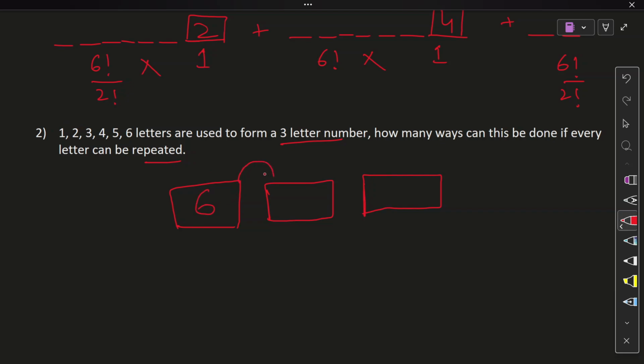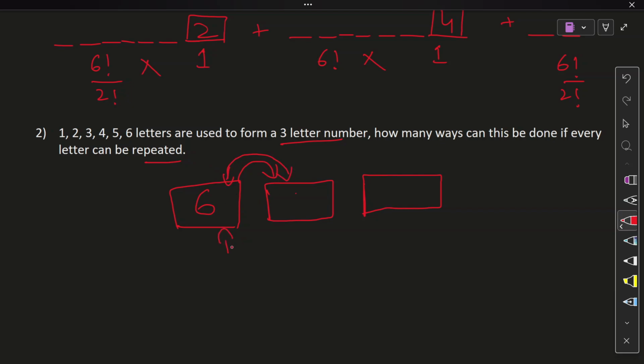Now as I move to the next position, this choice would have limited my second position to just 5 choices, because 1 number has been chosen here. The second box would only have 5 choices. That would have been the case if it was not specified that a number can be repeated. It says each letter can be repeated. What does that mean? It means when 6 numbers were available to this, a number has been put here. That same number can also be used here.